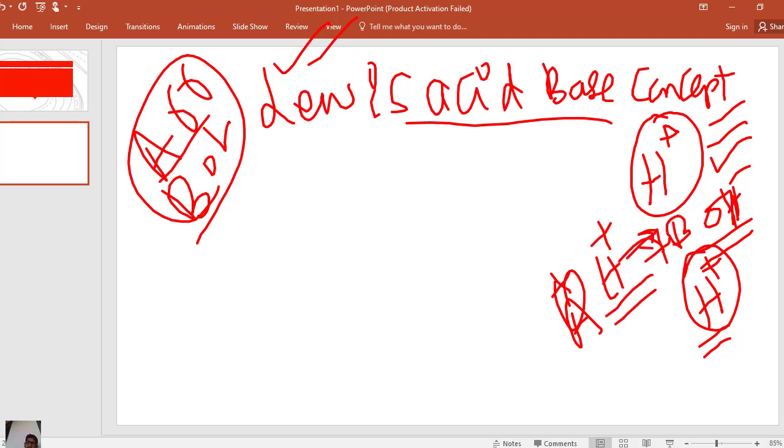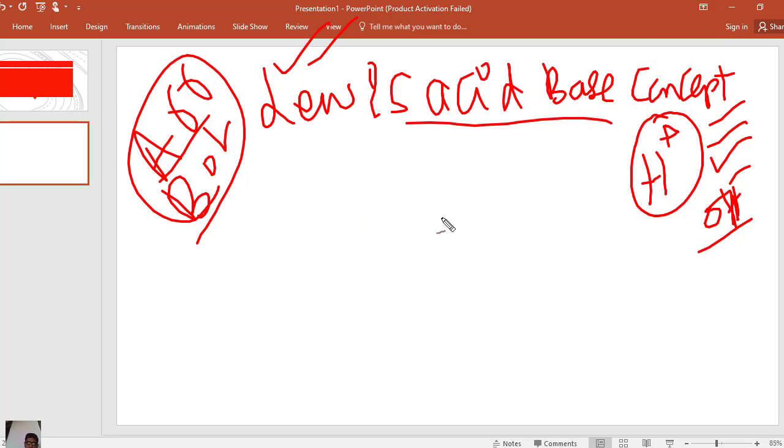But there were some limitations of the Arrhenius and Bronsted-Lowry concepts. There were some compounds in which there was no hydrogen ion. This type of compound was solved by Lewis. He proposed his acid-base concept in 1923. So what was the Lewis acid-base concept?